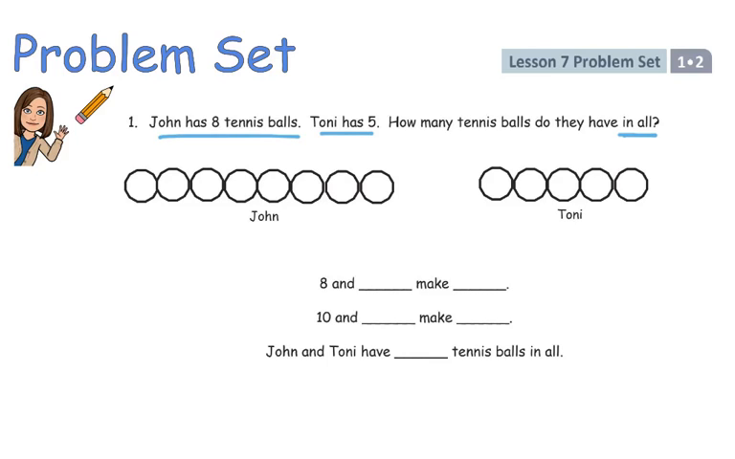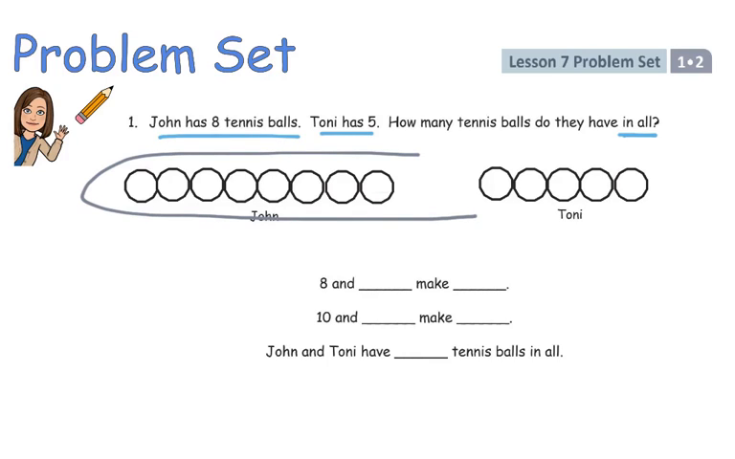So they already drew our picture for us. We have our 8 tennis balls for John, and 5 for Tony. So we're going to start by making our group of 10. We have 8 here, so we're going to use 8, and we need to borrow some more. So I'm going to count on: 8, 9, 10. So I need 2 more to make 10. And I'm going to write 10 in my circle.